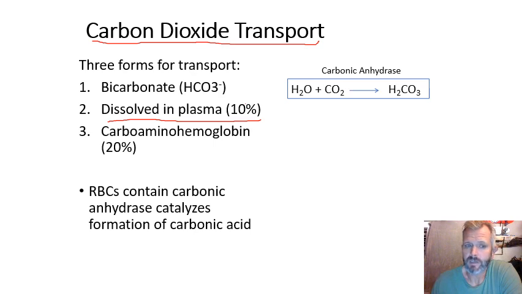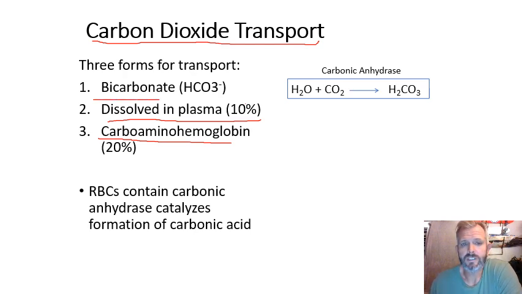Carbon dioxide can also bind to hemoglobin, called carbaminohemoglobin, and that's 20%. But remember, carbon dioxide, unlike carbon monoxide, does not bind to the heme. It binds to an outer area of the protein, not actually at the heme.